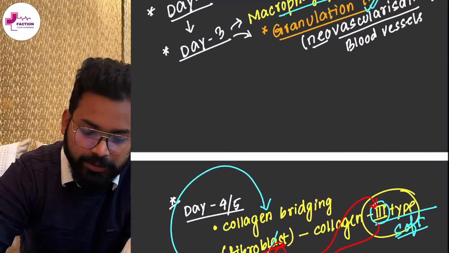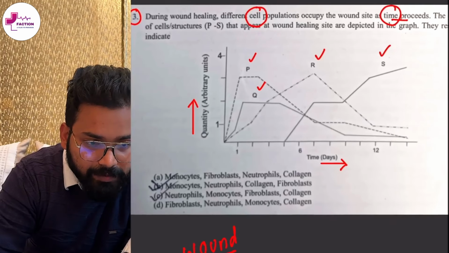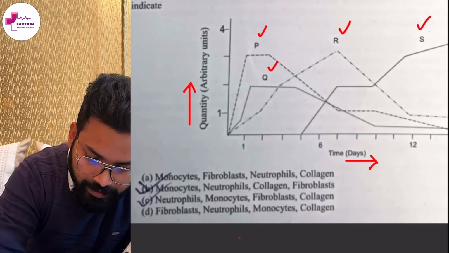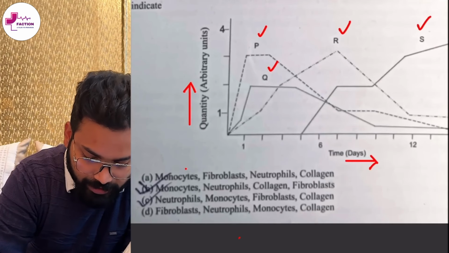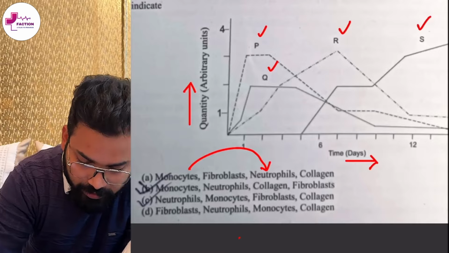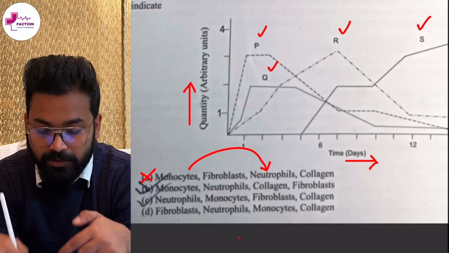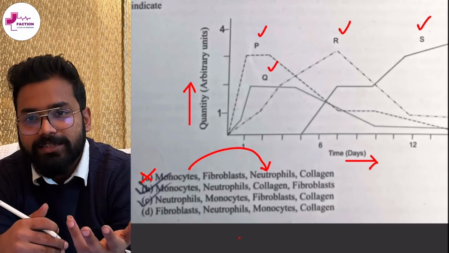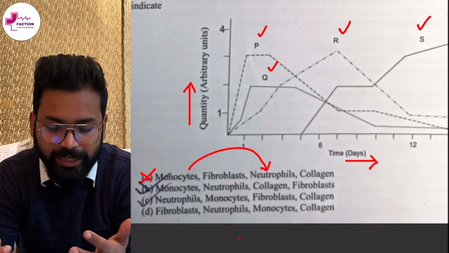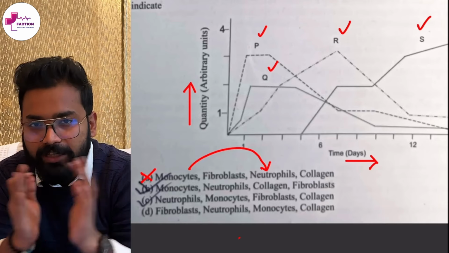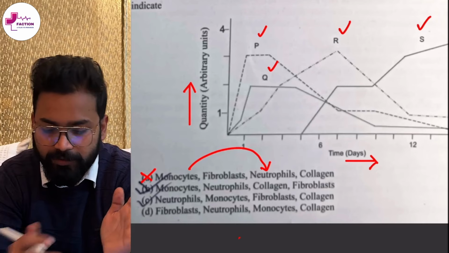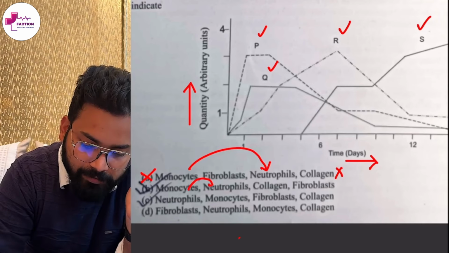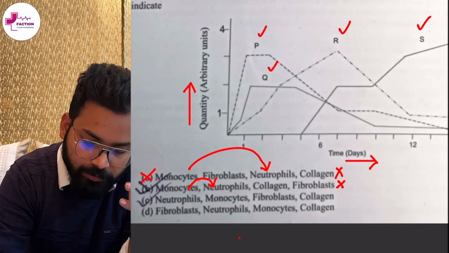Now let's see the options. Let me zoom into the question. In the first option, they gave monocytes earlier, and after monocytes they put neutrophil. So this option is easily discarded, because neutrophil comes far before monocyte. Neutrophil causes acute inflammation, and after that monocyte comes, with chronic inflammation. So monocyte must be after neutrophil. In the first option it is given before neutrophil, so we can discard option 1. In the second option, again monocyte is given before neutrophil, so we will discard this second option as well.